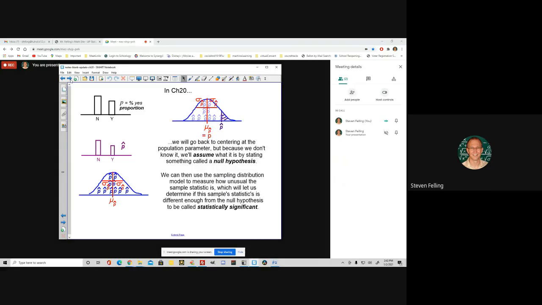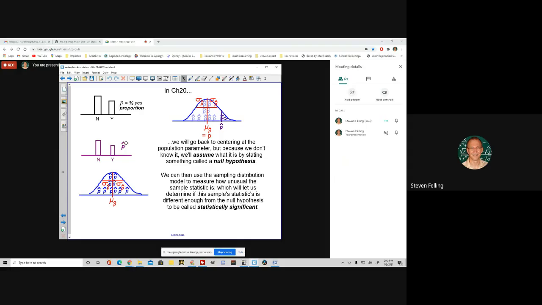Okay, in chapter 20, we're going to go back now to centering things at the population parameter value. But because we don't know that value, we're going to make an assumption. We're going to assume what the population value is, and that assumption is called a null hypothesis. Okay, and then we're going to take whatever happened in our sample and compare that to a normal distribution centered at our null hypothesis value and determine how unusual it would be for this p hat value to happen if the value we assumed for p was correct, right?